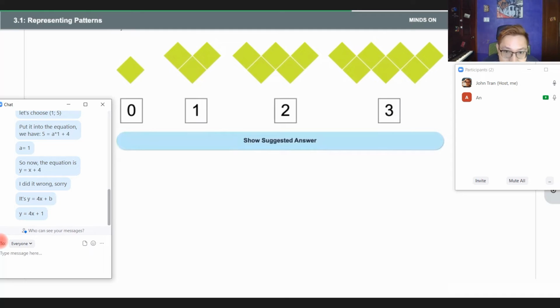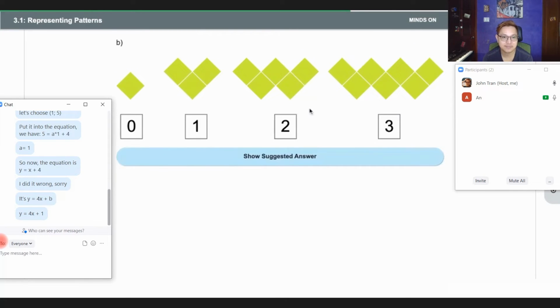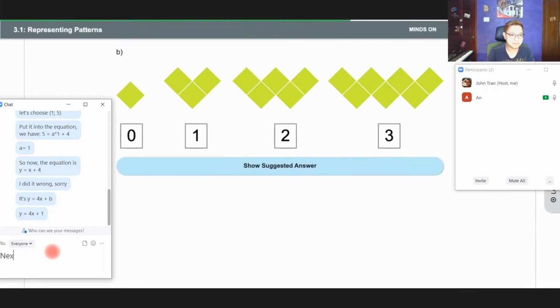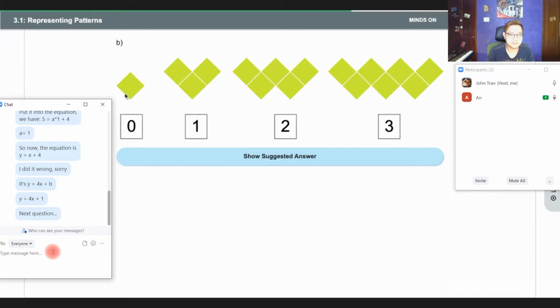Okay, so they're asking you to find the equation, right? A representation, yeah, the equation. So for B, you begin with 1 and then just add on 2 each time. So it's like 1, 3, 5, 7.